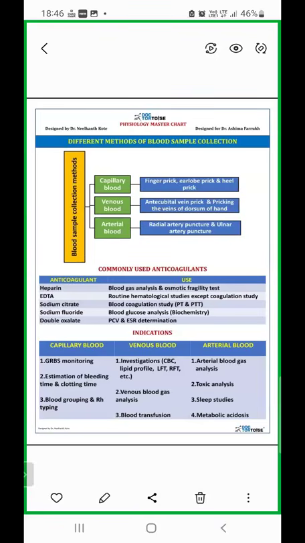This is important from the physiology point of view as well as from the clinical medicine point of view. So let's quickly start with this topic without any delay. So there are different methods of blood sample collection.